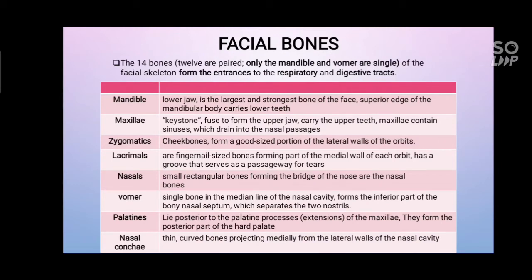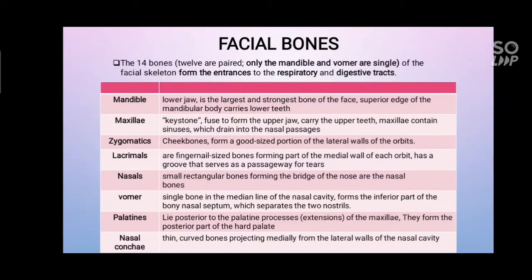The maxillae, it is the keystone because it serves as the articulation point for all of the facial bones, and it is fused to form the upper jaw, carry the upper teeth, and the maxillae also contains sinuses which drain into the nasal passages.